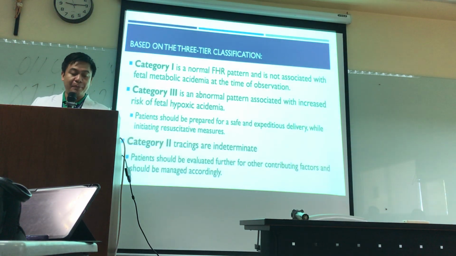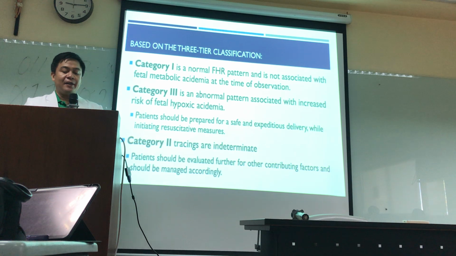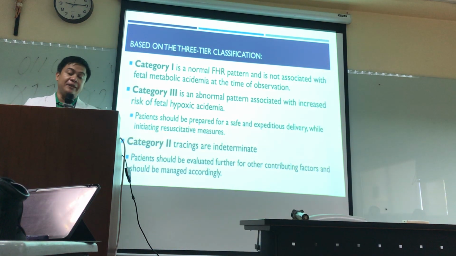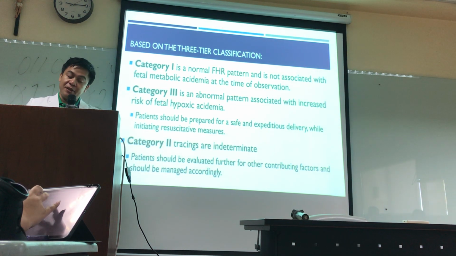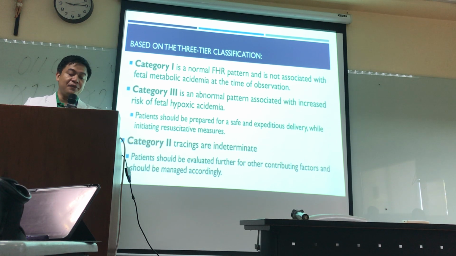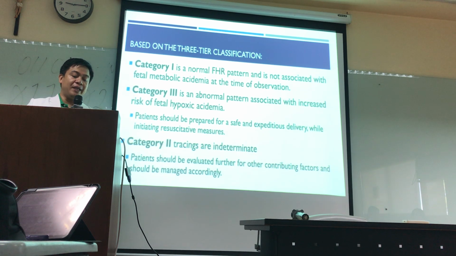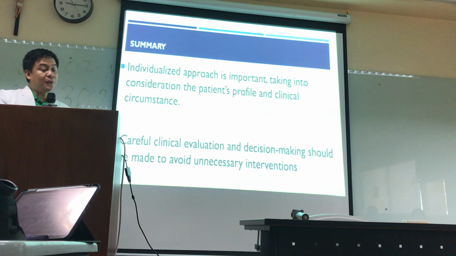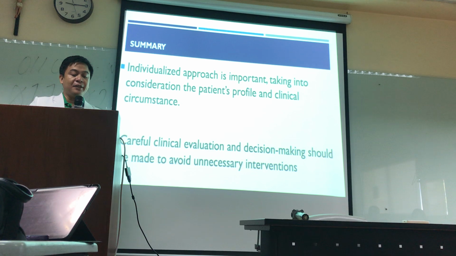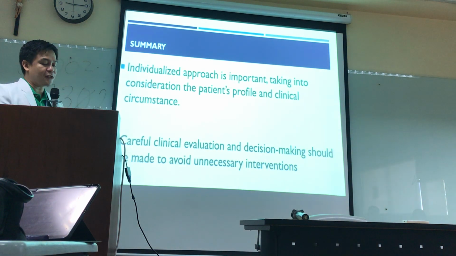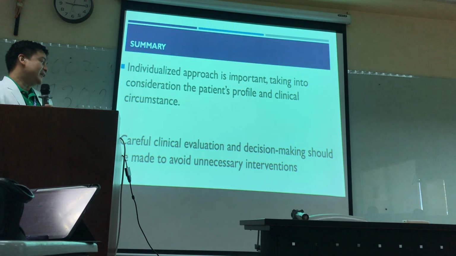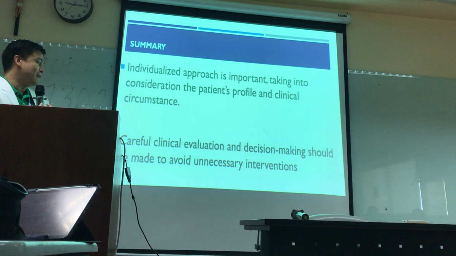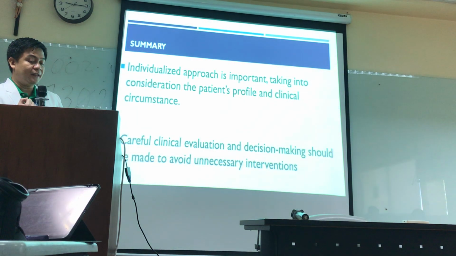Okay? So, based on your 3-tier classification, category 1 is normal fetal heart rate pattern and it's not associated with fetal metabolic acidemia at the time of observation. Category 3 is abnormal pattern associated with increased risk of fetal hypoxic acidemia. Category 2, tracings are indeterminate and patients should be evaluated further for other contributing factors and should be managed accordingly. Okay? So, individualized approach is important, taking into consideration the patient's profile and clinical circumstance, and careful clinical evaluation and decision making should be made to avoid unnecessary intervention.